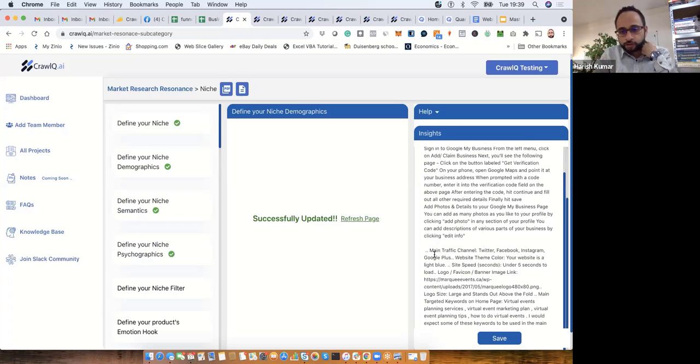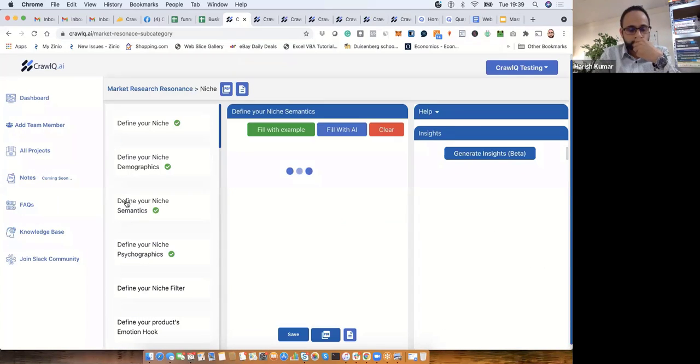So it's also giving you, like, hey, what kind of main traffic channel you can use for this? Twitter, Facebook, Instagram, Google Plus, website theme color. Your website is light blue. It gives some random advice. Sometimes you will laugh at it, right? And sometimes you will seriously think that you have not really thought about this. Now I go to the next step.